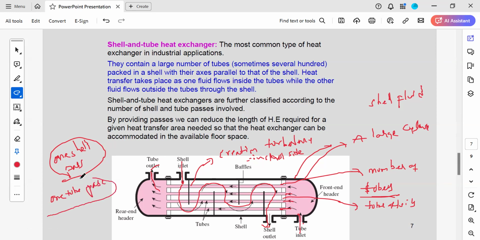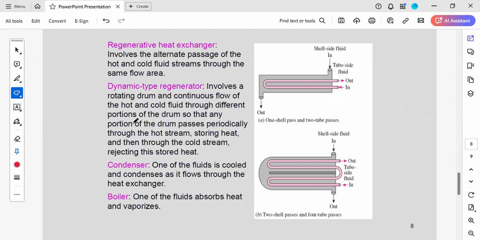So the name of the heat exchanger is one shell pass and one tube pass heat exchanger. Like this we can name the heat exchanger based on the shell pass and the number of tube passes. Next one: if you take this heat exchanger, the shell fluid will be entering here and flowing like this. This is called one shell pass.